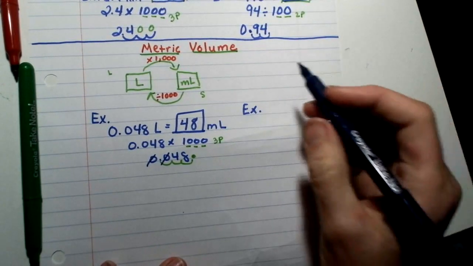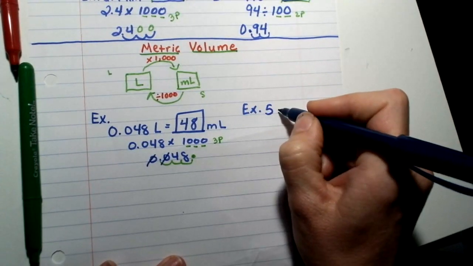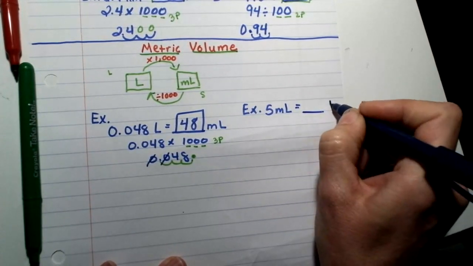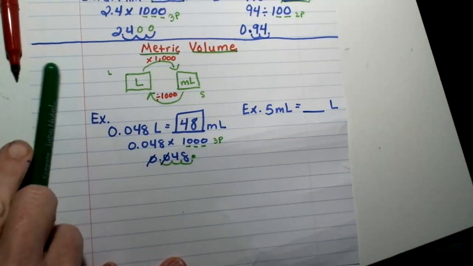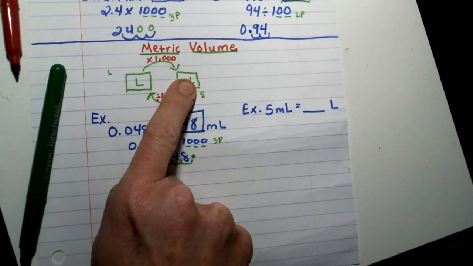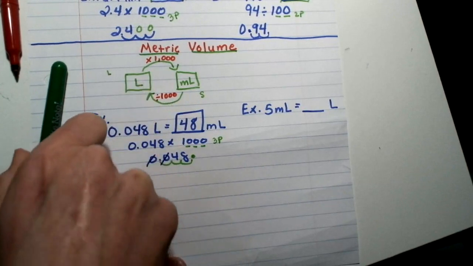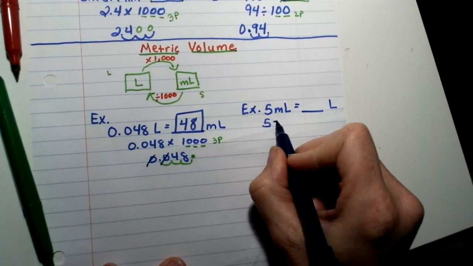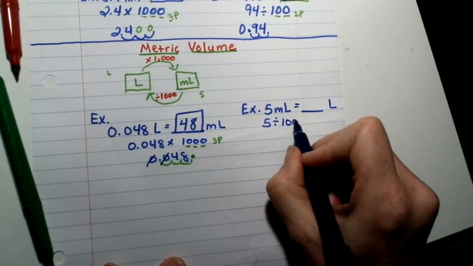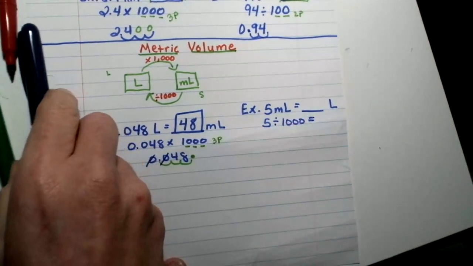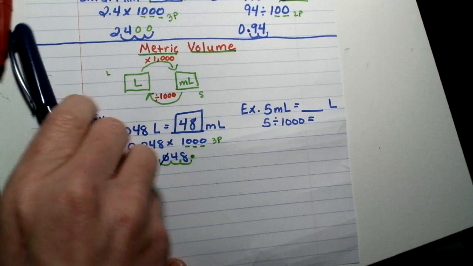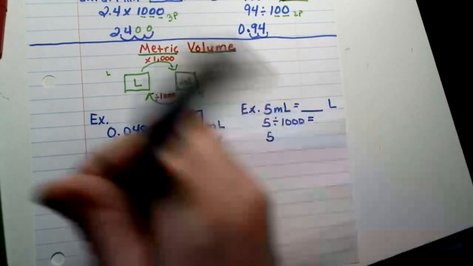Let's try one more together. All right, so if they ask us what 5 milliliters is equivalent to in liters. So I look at my chart, put my finger on the milliliters. I see I'm going from milliliters to liters, and that's going to be dividing by 1,000. I'm going to write my number sentence down. 5 divided by 1,000 equals, I know it's going to be 3 place values because we're going to be dividing or multiplying by 1,000 today. So I'm going to go ahead and just write my 5 down.